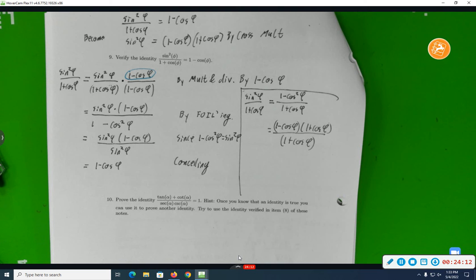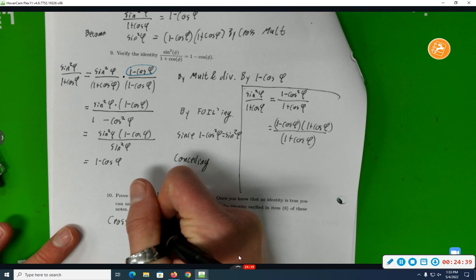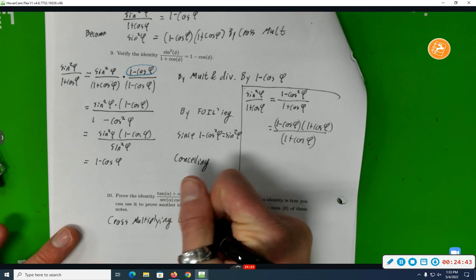So this next one will be 2 lines. Here's an identity: tangent plus cotangent over secant times cosecant is equal to 1. I thought that item 8 from this document will be useful. You would just cross multiply, because we know that tangent theta plus cotangent theta equals secant theta times cosecant theta.